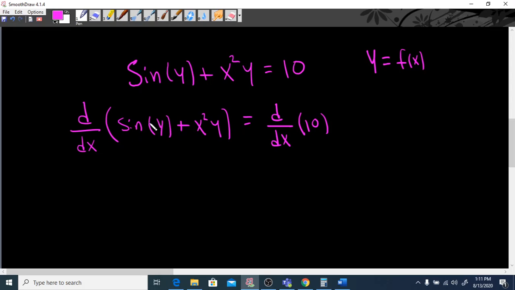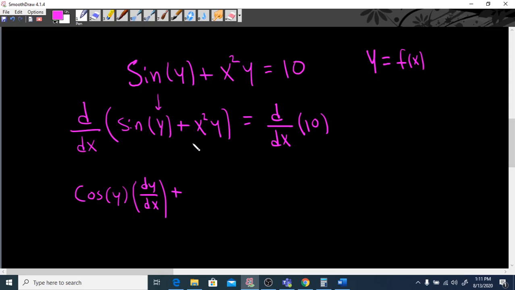So if I apply the derivative operator to the left-hand side, chain rule. The outermost function in this first term is sine. The derivative of sine is cosine. Leave the inside the same, and then once you do that, go inside, right? Inside the sine is y. I'm taking a derivative with respect to x, so I'm going to have dy dx here.